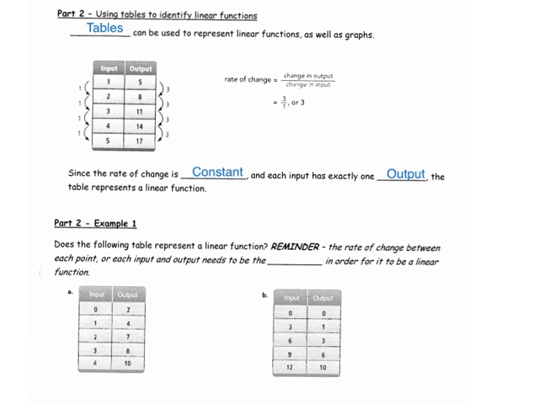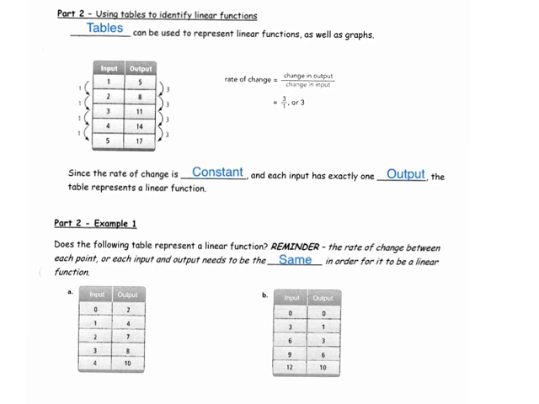So now let's talk about this example. There are two parts to it. Does the following table represent a linear function? And here's a reminder. The rate of change between each point, or each input and output, needs to be the same in order for it to be a linear function.